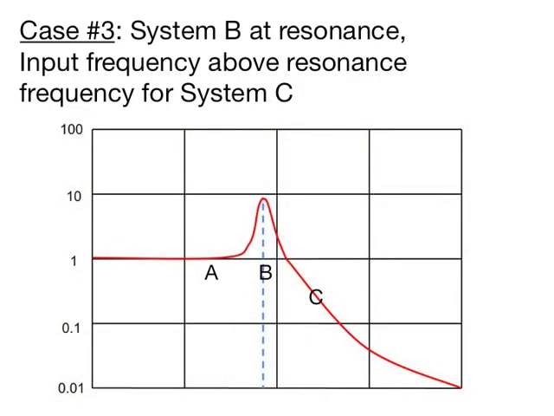In our third case, the excitation has an input frequency the same as the resonance for system B, while the frequency is above the resonance for system C. The resonance frequency for system A is still above the excitation frequency, and so the mass in system A tends to move along with the base.